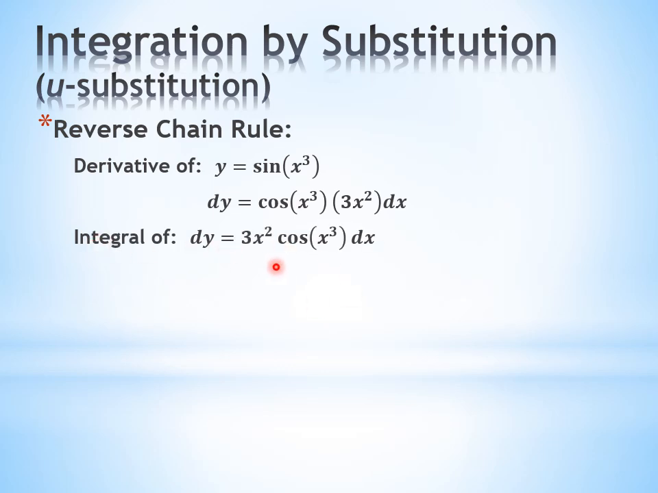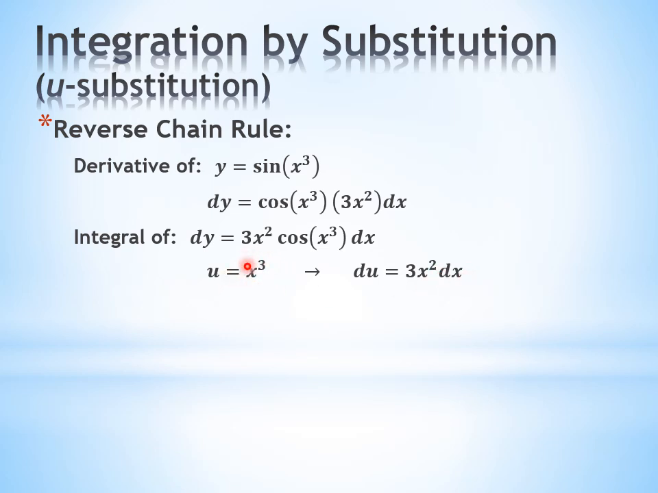Now if we need to go in reverse, what we do is essentially we have this inside, x to the third. That's going to be our u, and that's what we're going to substitute. But then the dx also has to be substituted, because if we substitute x with u, then we've got to substitute dx with du. So our u is going to be equal to x to the third, so du is going to be equal to 3x squared dx. That's the derivative of this.